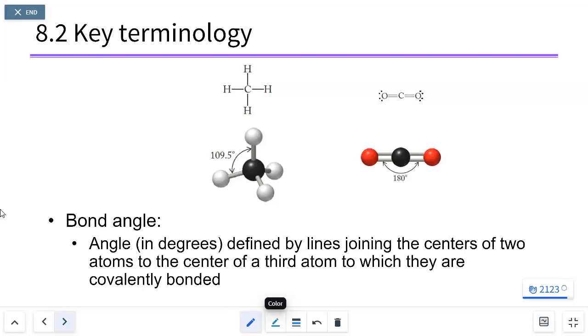The last term of interest for us is something called the bond angle. Bond angles are defined by geometrically how far apart is one bond from another bond in terms of degrees. Those bond angles will always go through the center atom from one exterior atom to another, and they're always defined in degrees.